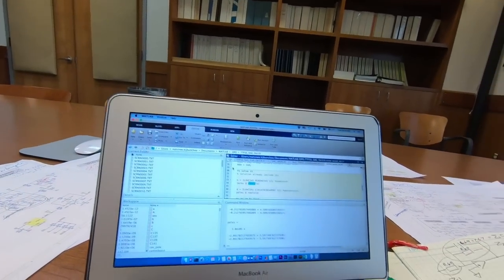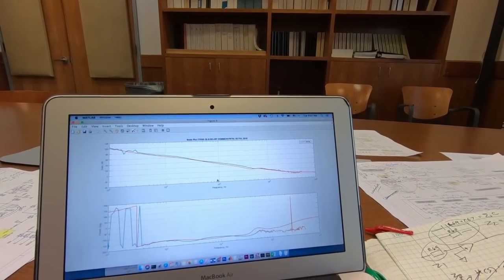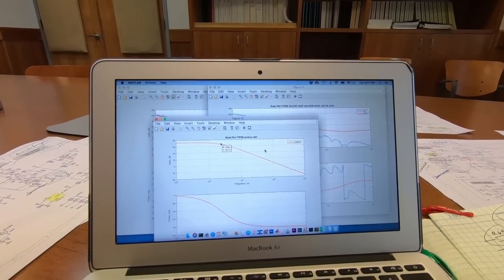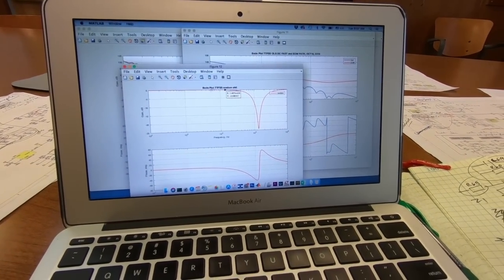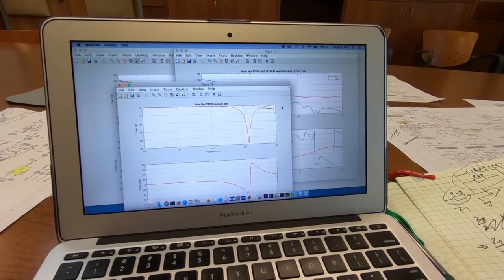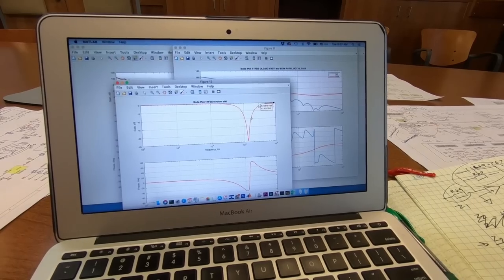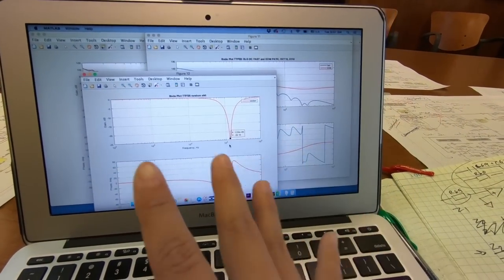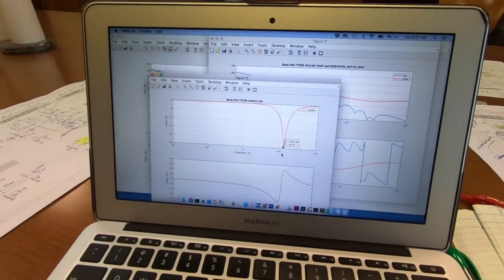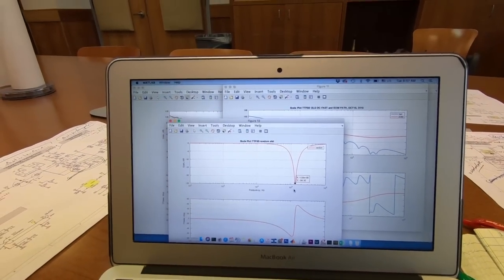What does the notch look like? All right, and that's our notch. At 0 dB at DC, 0 dB at high frequency, and the center frequency is right around 132. It's close enough to 130 kHz.